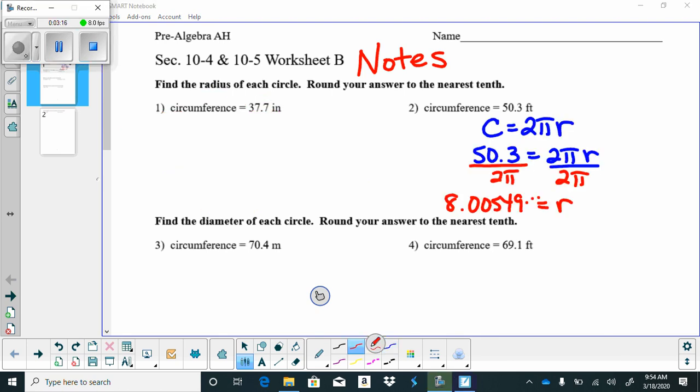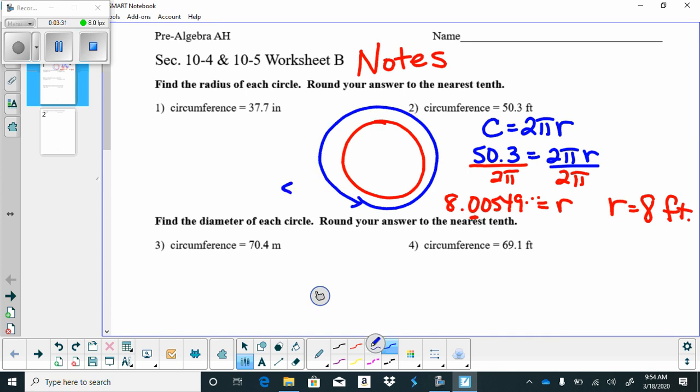Okay, see if you got this. We're rounding to the nearest tenth, so the radius is 8 feet. Just remember, you have a circle, and the measurement around the circle, all the way around, is 50.3 feet. And that means that you just found the radius is 8. The circumference is the measurement around it.